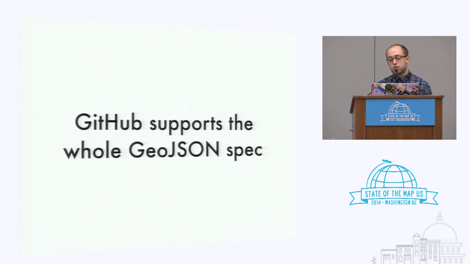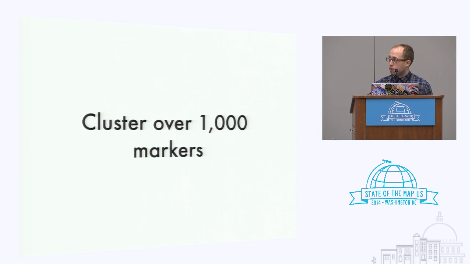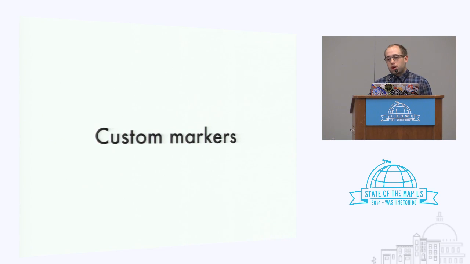We support the entire GeoJSON spec, so if you can do it in GeoJSON, we can show it. We're using Leaflet, so it's pretty simple to support the entire thing. And we do clustering over 1,000 markers. Custom markers, we support the entire Mapbox Maki icon set. I don't know the pronunciation of that.